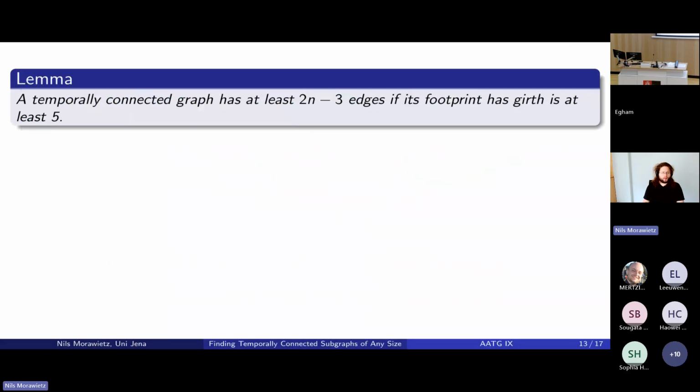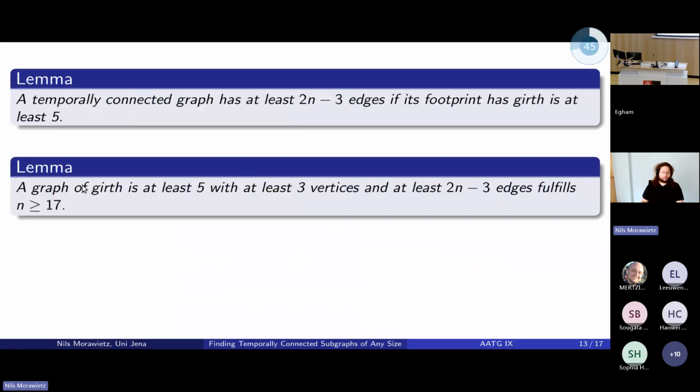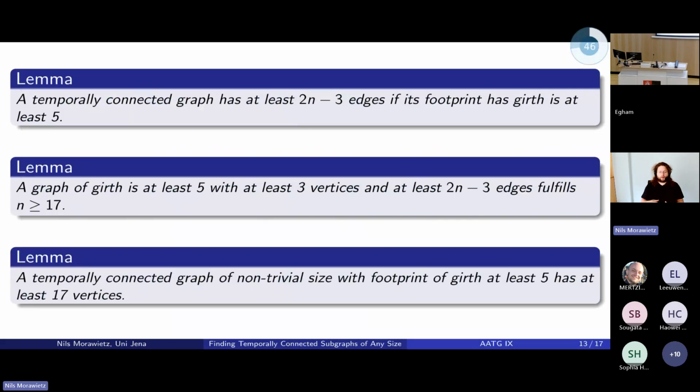With n vertices. And from extremal graph theory, this is very nice, it is known that if a graph has girth 5 and at least 3 vertices, then you need at least 17 vertices to have 2n-3 edges. Which means that in combination, a non-trivial TC subgraph on a footprint of girth at least 5 needs at least 17 vertices.